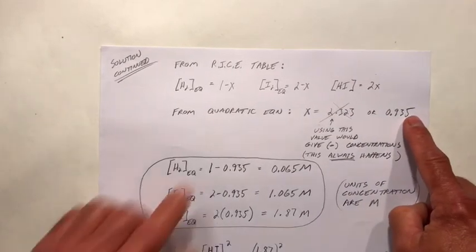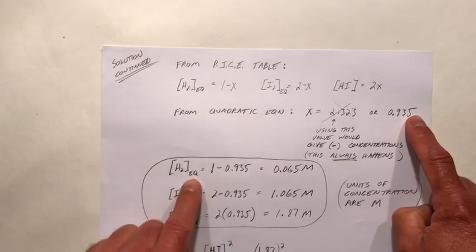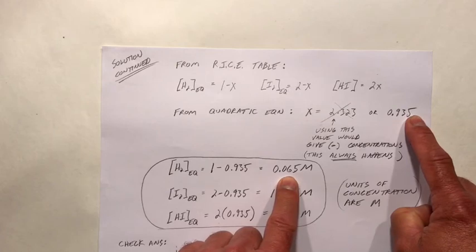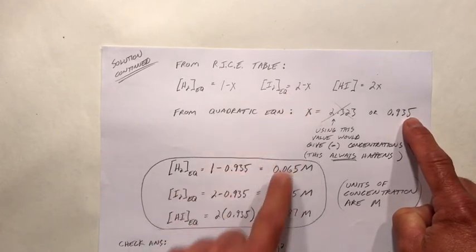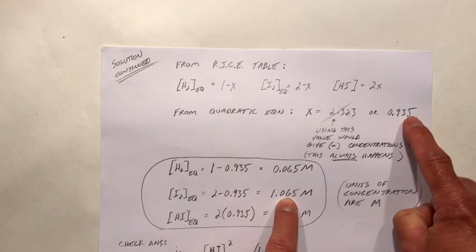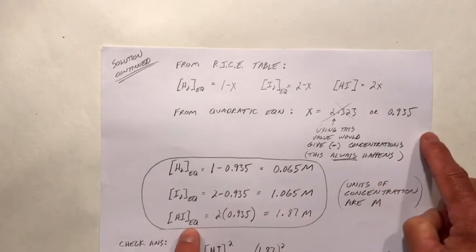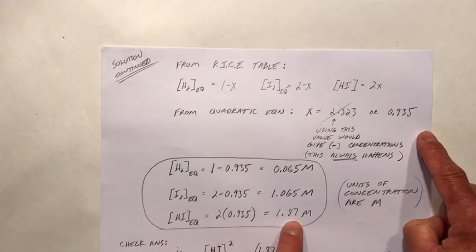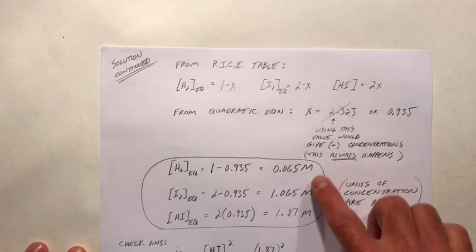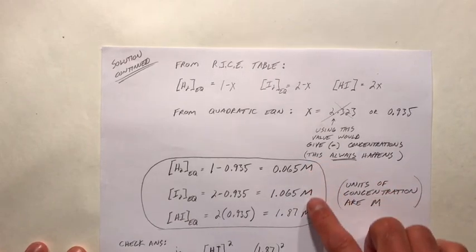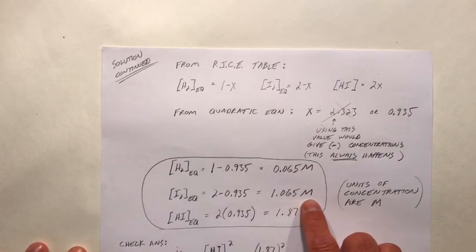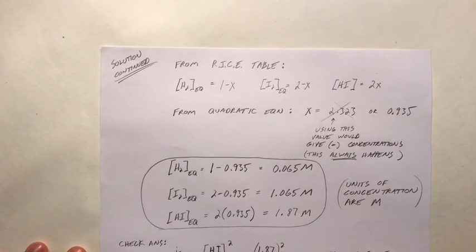So if we plug this value into this equation, this is the equilibrium concentration of H2. If we plug this value into this equation, this is the equilibrium concentration of I2. And if we plug this value into that expression, this is the equilibrium concentration of HI. Now remember that the units of concentration are all going to be in molarity or moles per liter. Or we can just say 0.065 molar, 1.065 molar, and 1.87 molar.